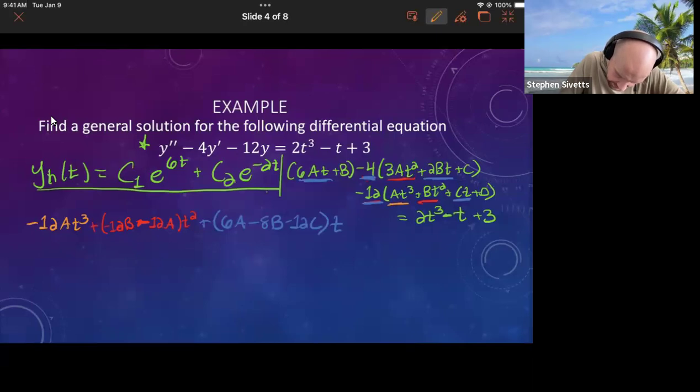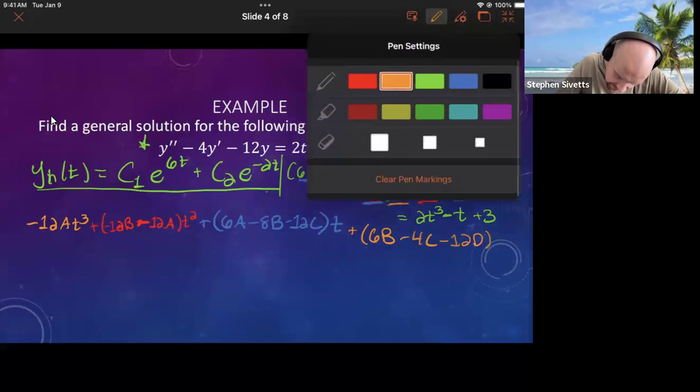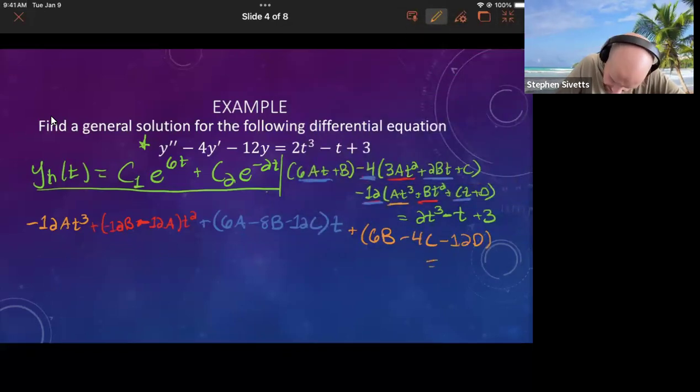And then the constants. All right. So we'll have 6b minus 4c minus 12d. Those are the constants. And this polynomial has to equal 2t cubed minus t plus 3.